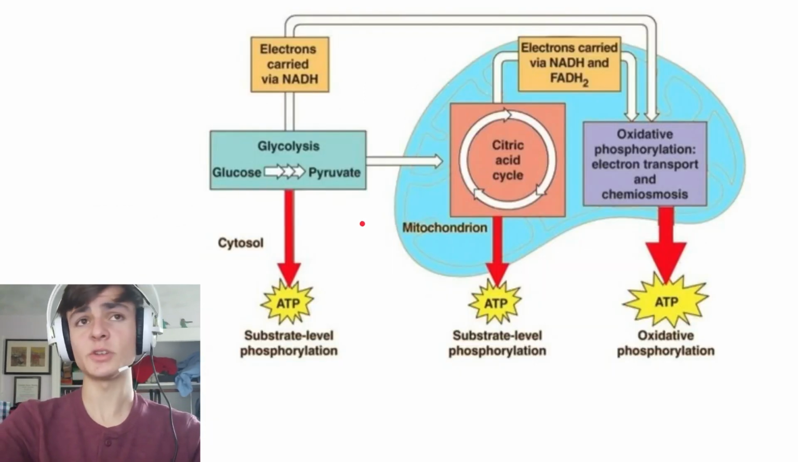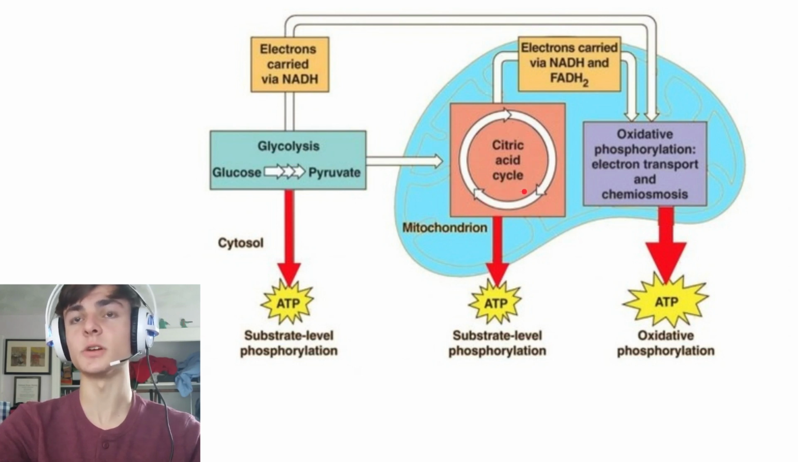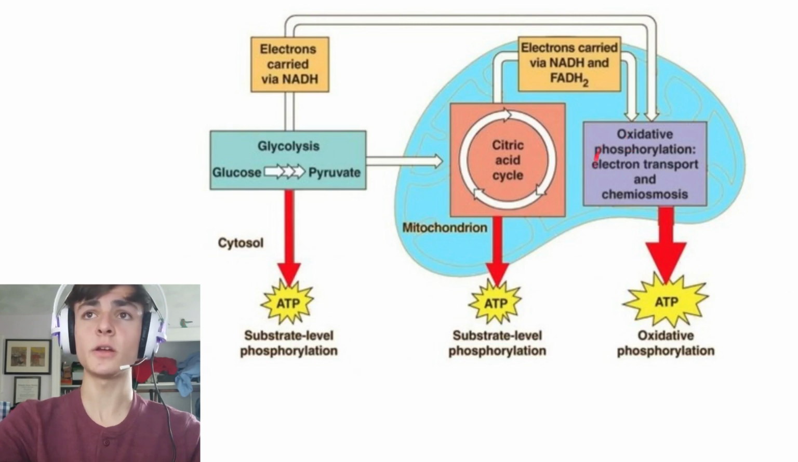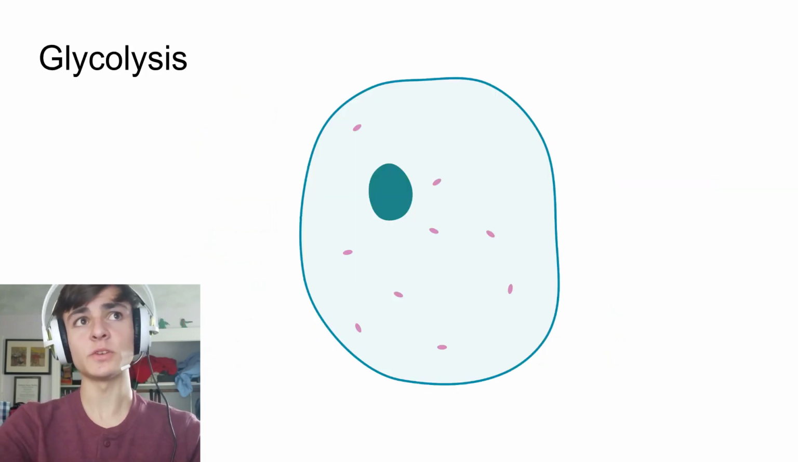Cellular respiration consists of three steps. The first one being glycolysis, which occurs in the cytoplasm. The second being the citric acid cycle, which occurs in the mitochondrial matrix. And the third being the electron transport chain, which happens in the matrix and in the inner membrane. So, the first step is glycolysis.